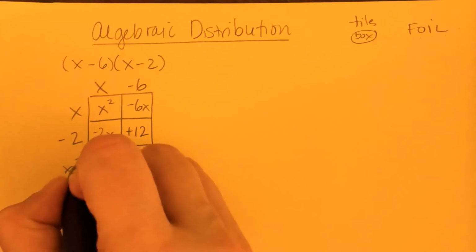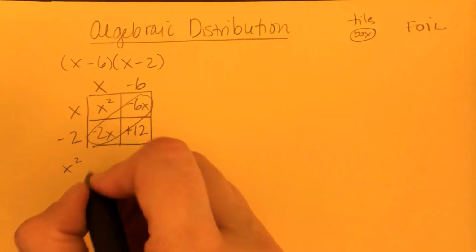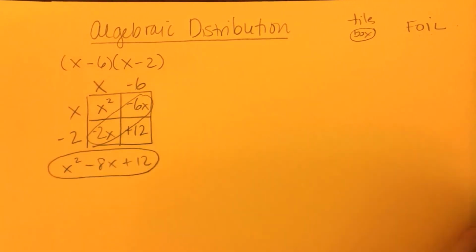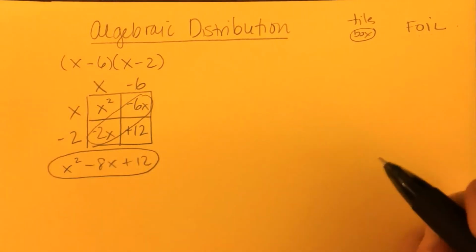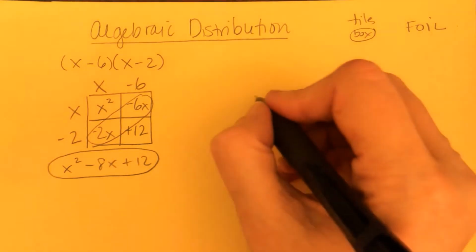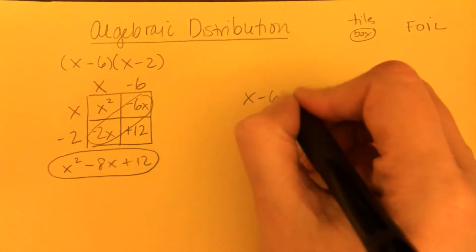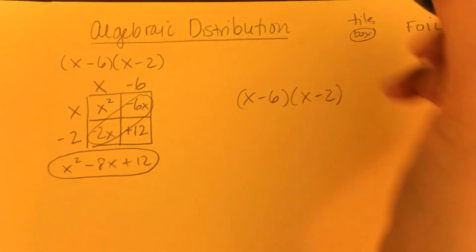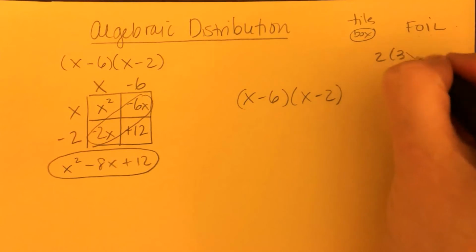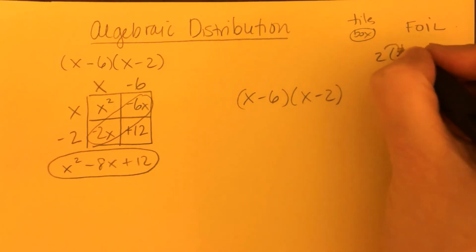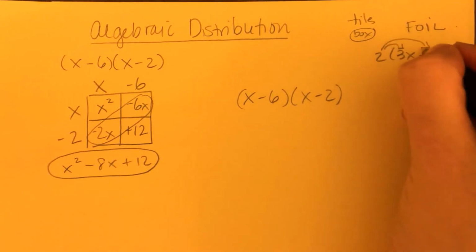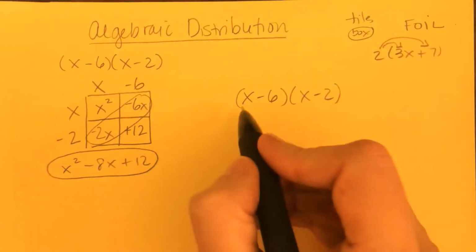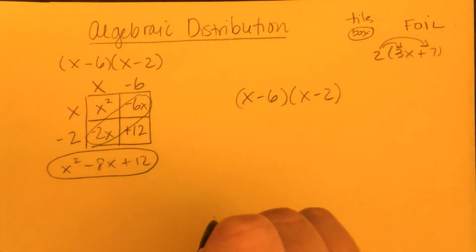So that gives me x squared minus 8x plus 12. Okay? That is the box. Now let me show you what this looks like when we use FOIL. So I take my x minus 6 times x minus 2. And I remember when we would distribute, like if we had 2 times 3x plus 7, we would draw an arrow to tell us we do 2 times 3x and 2 times 7. Well, we're going to do the same thing here, except we're going to multiply everything in the first one by everything in the second one.